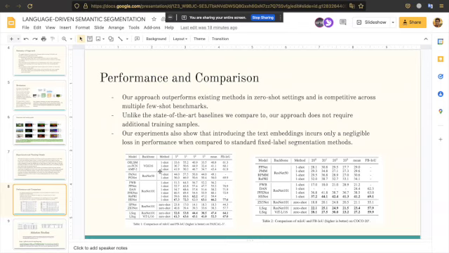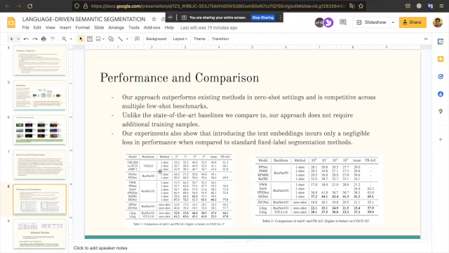The COCO and Pascal datasets are very well labeled, and they have 20 different classes with 4 folds each. But the FSS dataset, on the other hand, claims to have 1,000 object classes, but it has a significant number of unseen and unannotated objects.